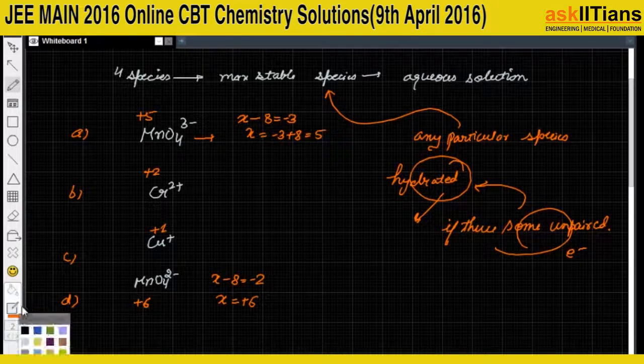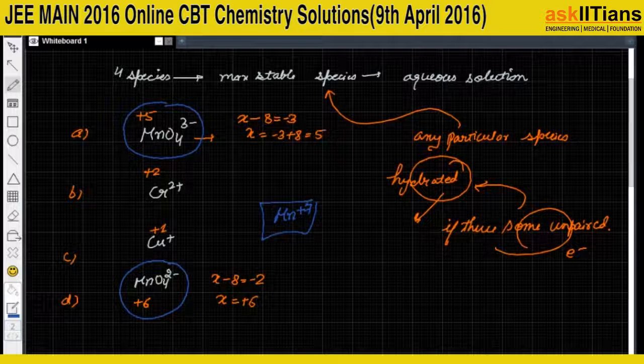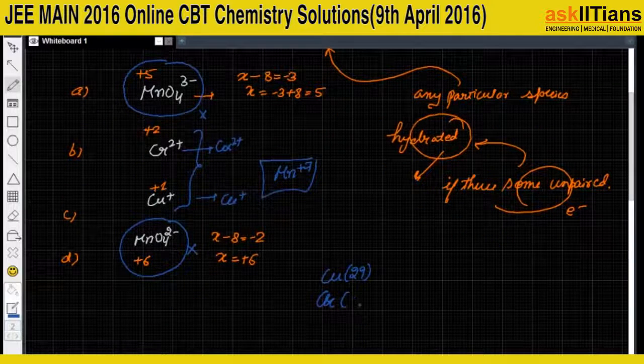Now if I go for option A, B, C and D, and compare options A and D, I can very easily judge that here manganese is in +6 and here manganese is in +5, whereas we know that the stable oxidation state of manganese is +7. So we can say they are not the maximum stable species. Now coming to the 2 leftovers, we have copper plus and chromium 2 plus. For copper, the atomic number is 29, and for chromium the atomic number is 24.